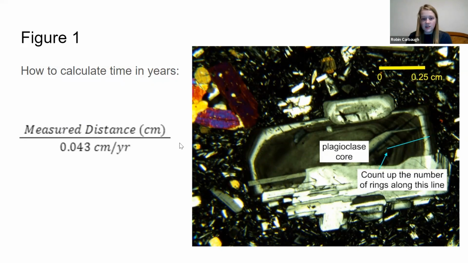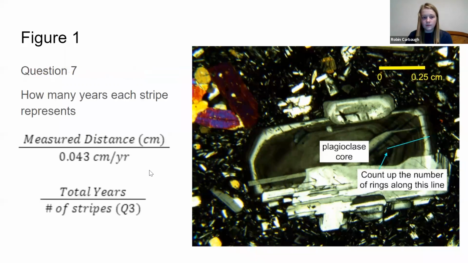So take your distance, divide it by this constant, centimeters would cancel out, you're left with years. And then question 7 is asking how many years each stripe represents. So to do that, you're going to measure the blue line in centimeters, and then do the same thing. You'll divide it by 0.043 centimeters per year. Centimeters will cancel out. You'll be left with years.